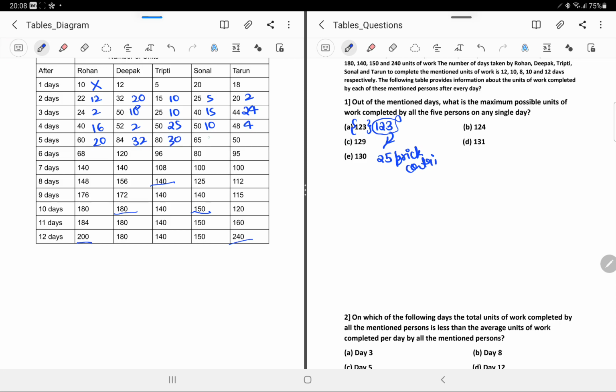This would be like 30. This would be like 15 and this would be like 2. I clearly can say that even day 5 is not reaching anywhere close to 120. Now come to day 6.